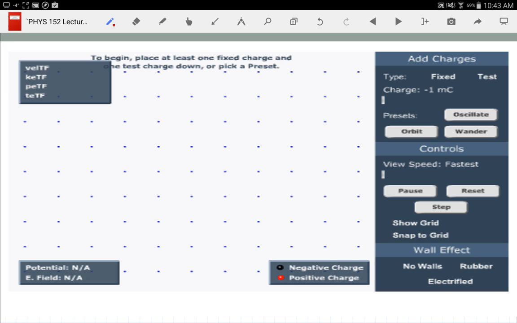And if I put a test charge, let's say I put that test charge right here. Now that's a positive test charge. So in terms of the electric field, what direction is the force on a positive test charge? Same direction as the electric field. So what direction will the force be when I release it right there? It's going to be away.